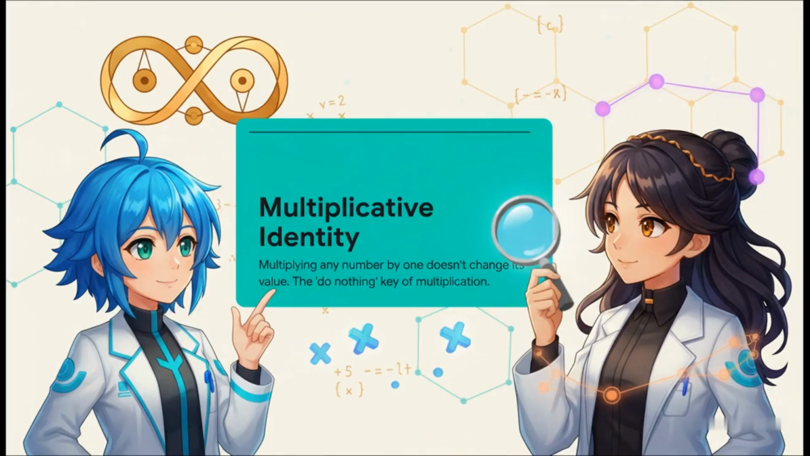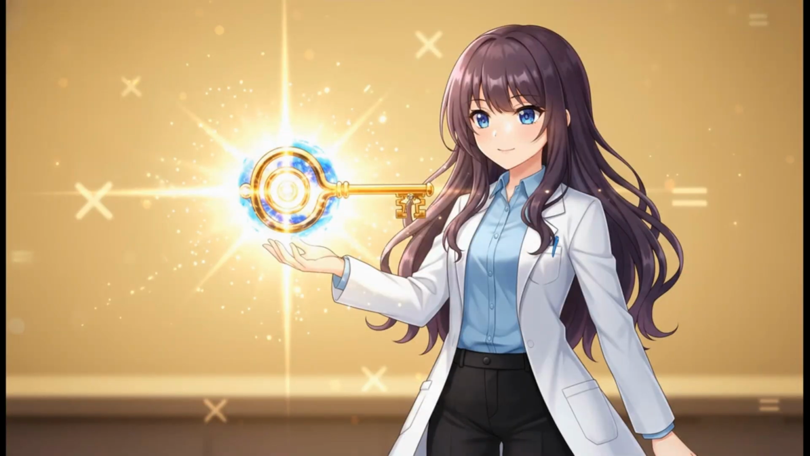And guess what? It has a twin, the multiplicative identity. It's the exact same idea, but for multiplication. Any number you can think of, when you multiply it by 1, stays the same. Another do-nothing key that really helps us simplify things. And yep, the rule looks just as clean and simple. a times 1 always equals a. You're about to see just how handy this is.